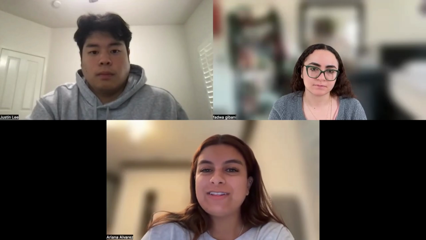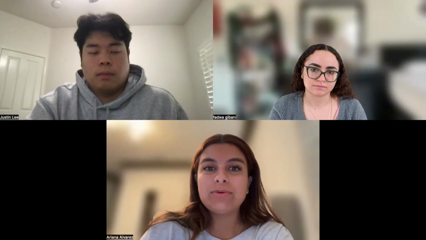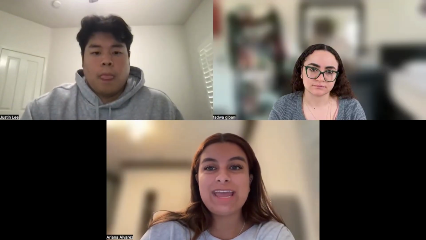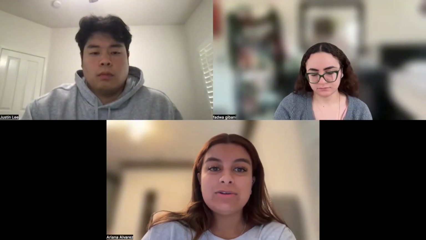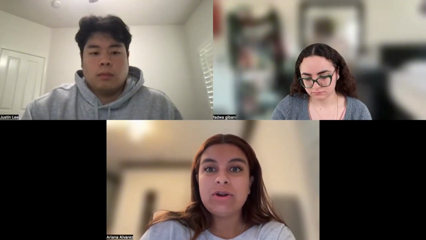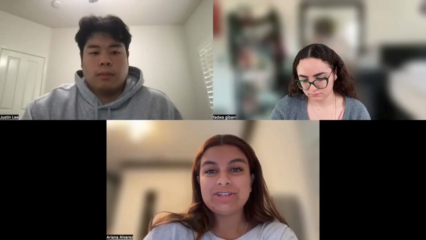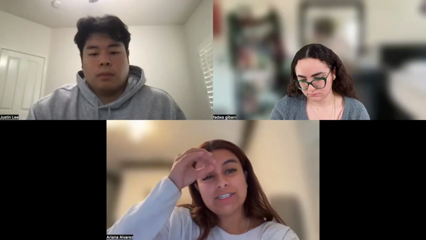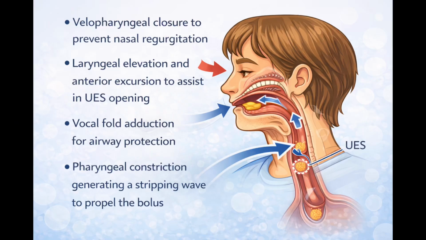The pharyngeal phase is involuntary and controlled by the swallowing center in the medulla. When the bolus enters the oropharynx, sensory input via cranial nerves 9 and 10 initiates a coordinated motor response that converts the pharynx from a respiratory to a digestive pathway. The key events include velopharyngeal closure to prevent nasal regurgitation, laryngeal elevation and anterior excursion to assist in UES opening, vocal fold adduction for airway protection, and pharyngeal constriction generating a stripping wave to propel the bolus.